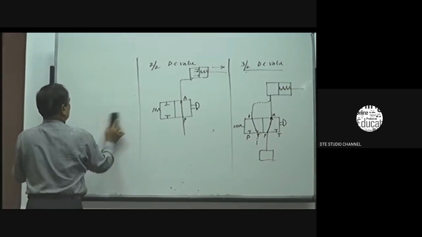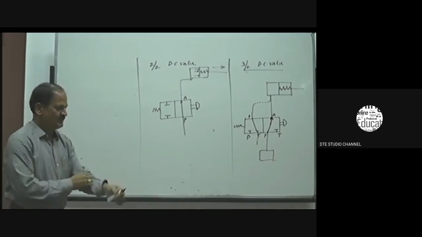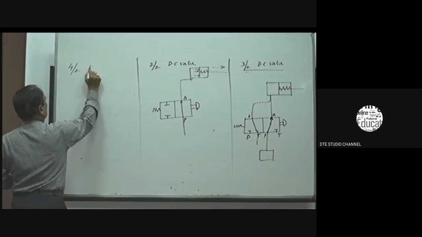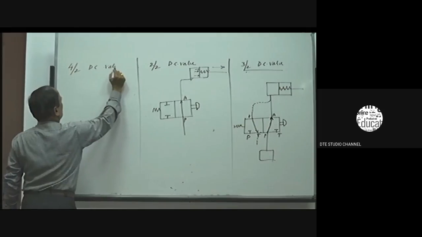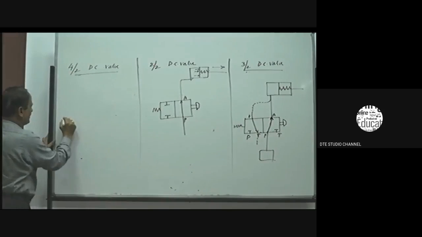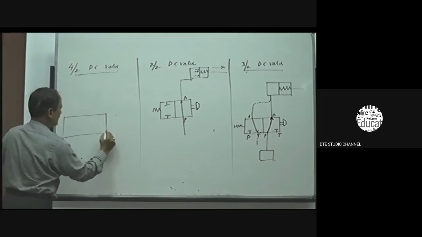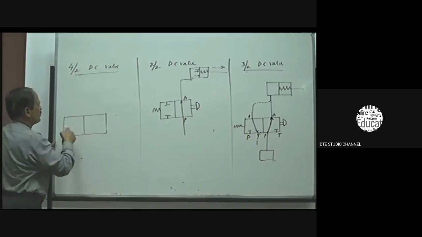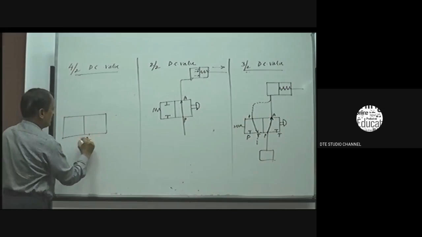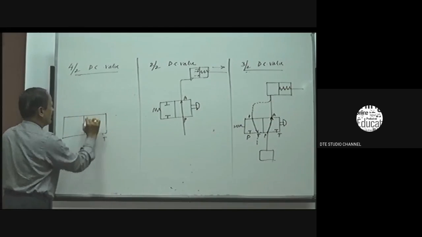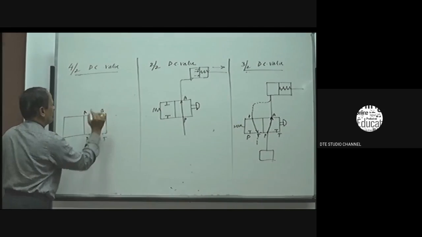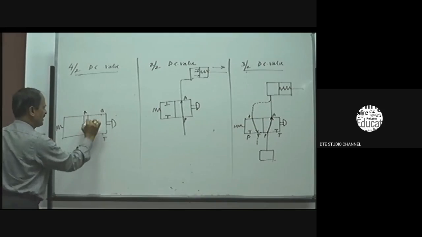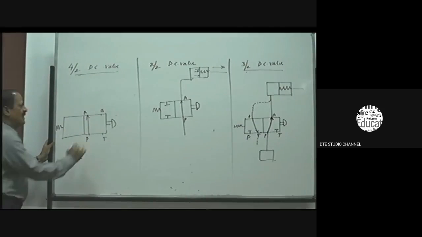4x2 DC valve. The symbol for representing 4x2: since it has two positions, two boxes, and 4 ports are made: P, T, A, and B. In the first position, connection is made from P to A and B to T.